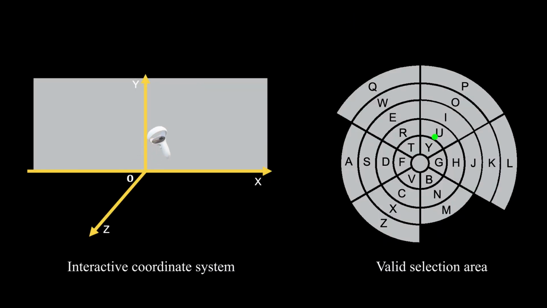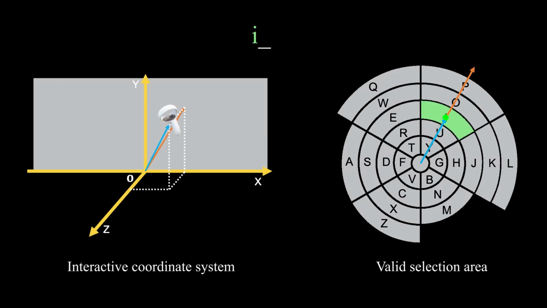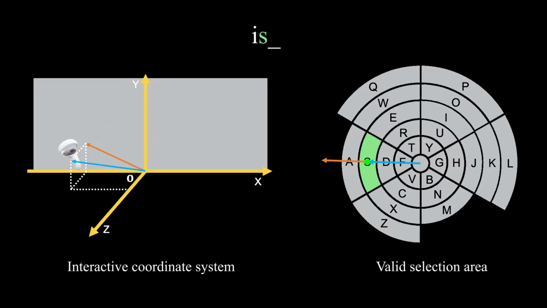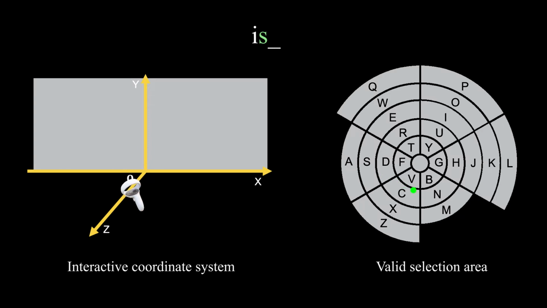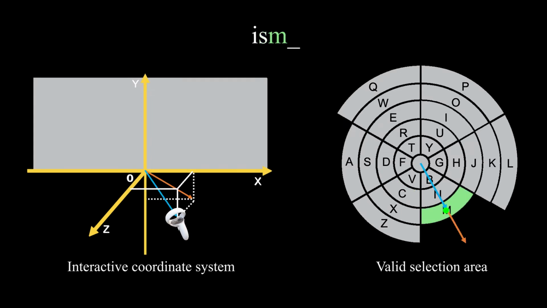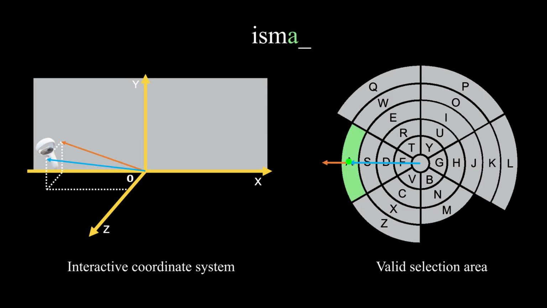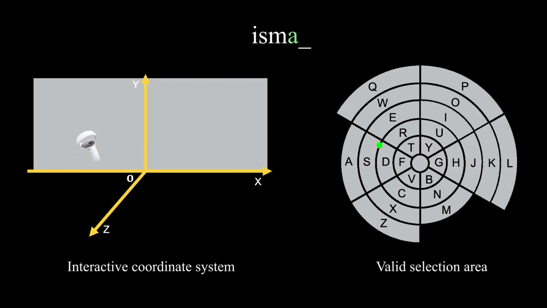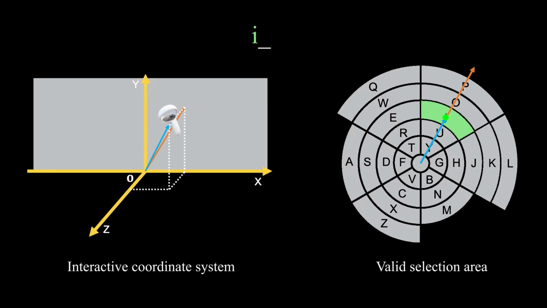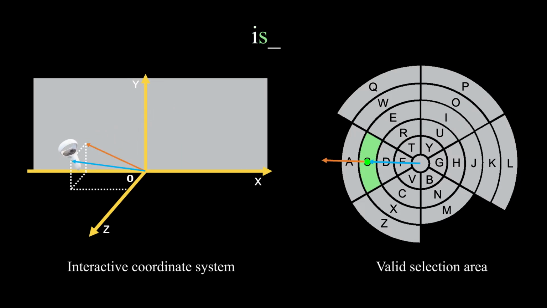In terms of interaction design, we used 3D hand translation interaction for selection. The left part shows the interactive coordinate system. A user is moving the handle during text entry. The length of the blue vector represents the hand translation distance, and the orange vector is the projected hand translation vector which represents the hand translation direction. The right part shows the valid selection area of the keyboard. The green dot is the map position of the handle.